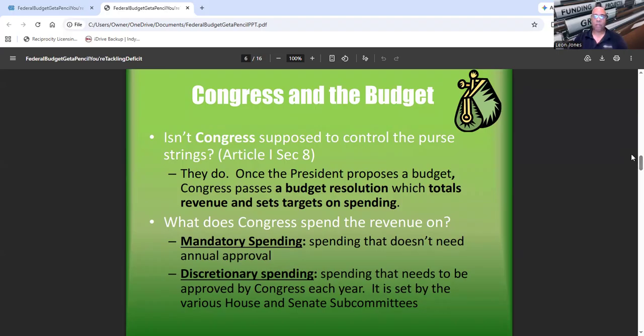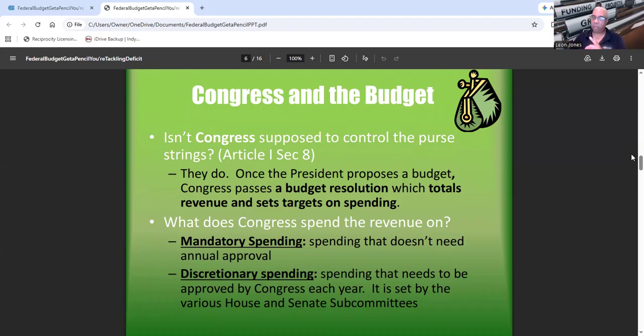Well, we talk about who controls the purse strings, and it's Article 1, Section 8. Congress, particularly the House of Representatives, they control the purse strings. Again, the House of Representatives, they control the purse strings. So once the president proposes a budget, Congress passes a budget resolution which totals revenue and sets targets on spending.